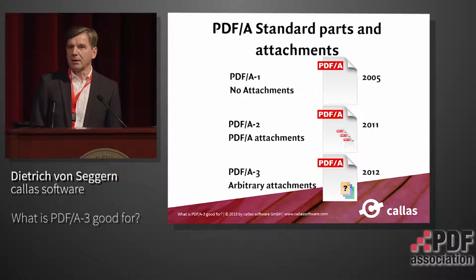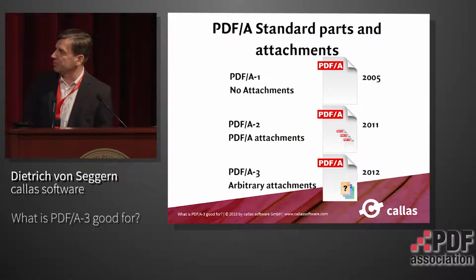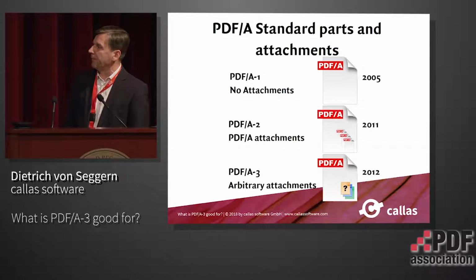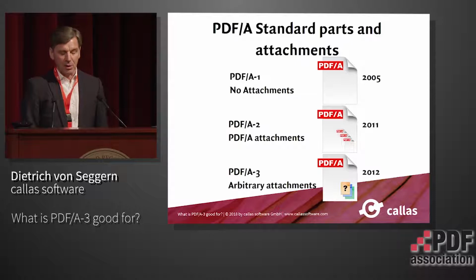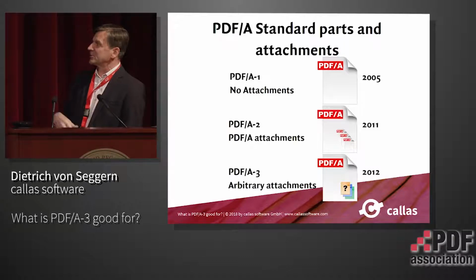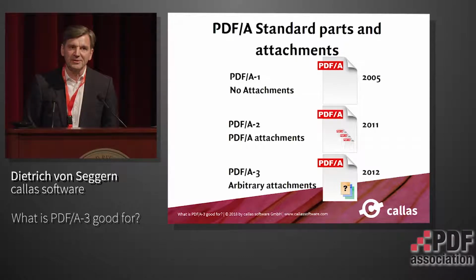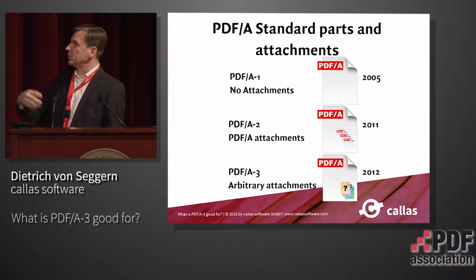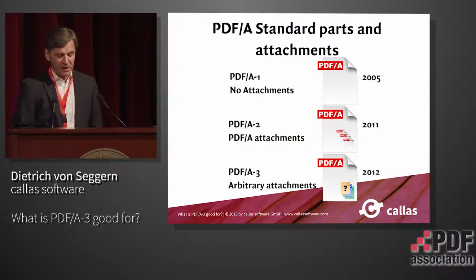But then, only one year thereafter, ISO came out with yet another version, PDF A3, and in this variant arbitrary attachments are now allowed. So I basically want to answer the question: why did ISO, when it first decided to disallow anything that is not an archival format, then come out with PDF A3?